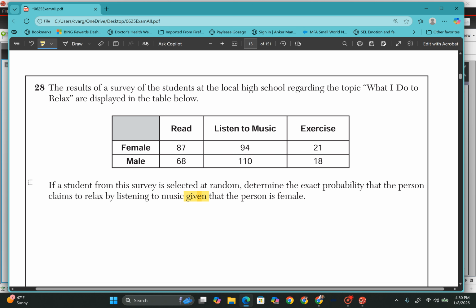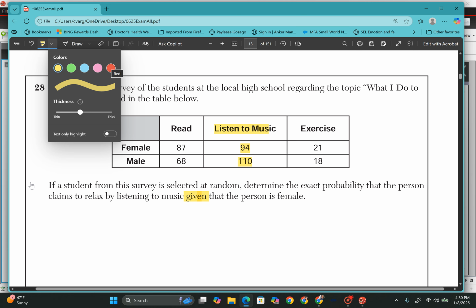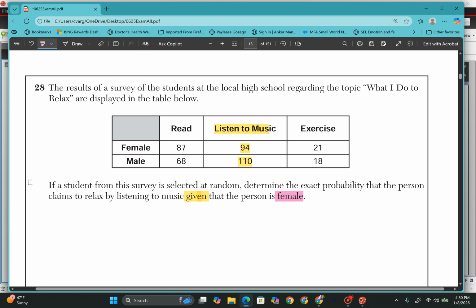So listening to music is here, right? So that's in yellow. And then we want to figure out how many people, given that the person is female, right? So females are here. Ooh, cool. So the number that corresponds to both, that is in both, is 94. So we see that 94 overlaps with both. So that's the number that's going to go on top.